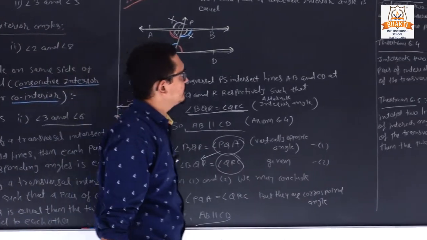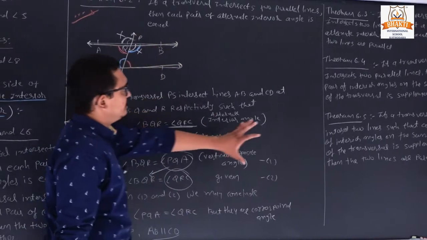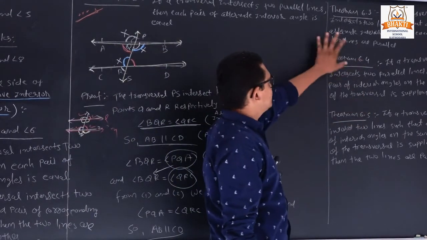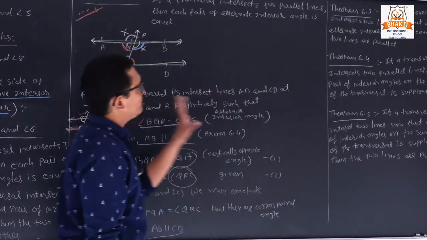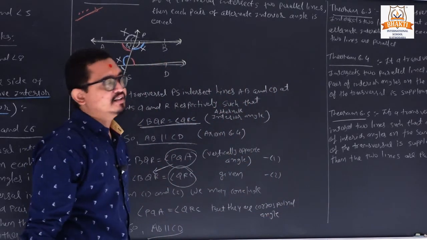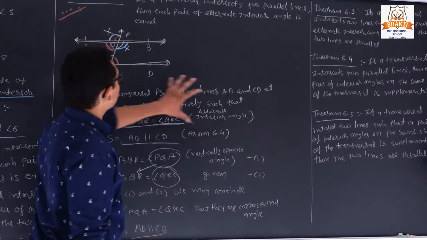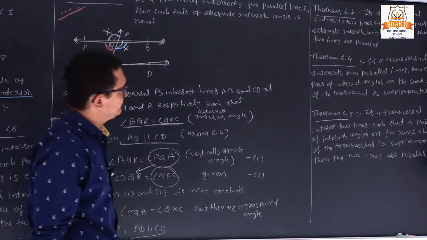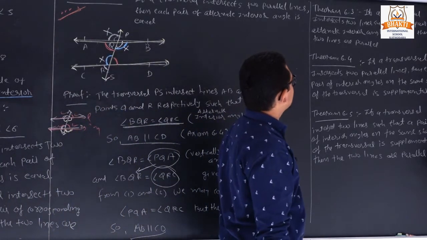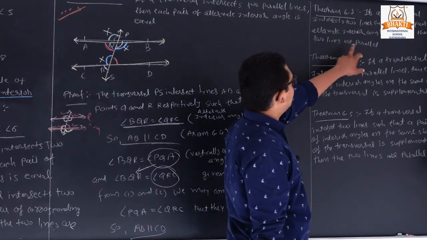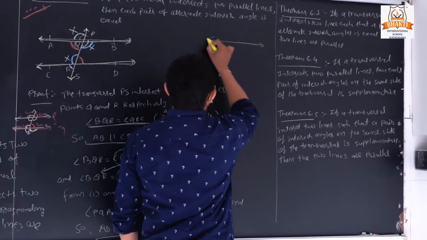Now next, from 6.2 we have derived three more theorems, 6.3, 6.4 and 6.5. They have only the statement from that theory, but they don't have proofs, because it is already proved from the 6.2 theory. So if the transversal intersects two lines such that a pair of alternate interior angles is equal, then the two lines are parallel. So we can already prove that. See that.